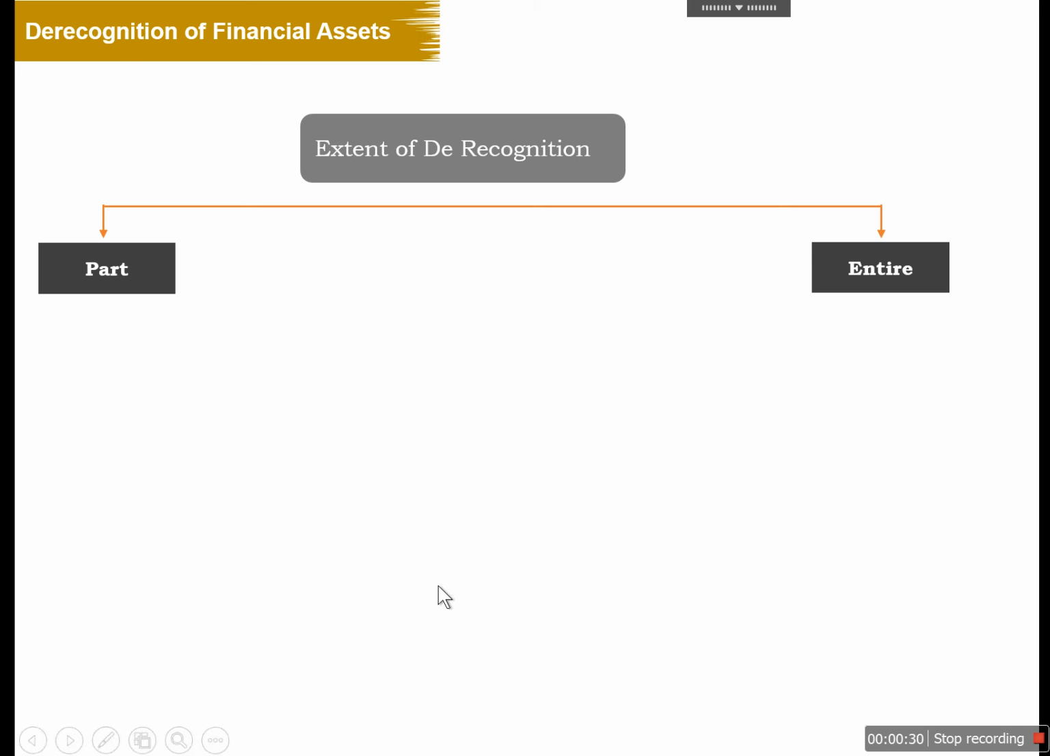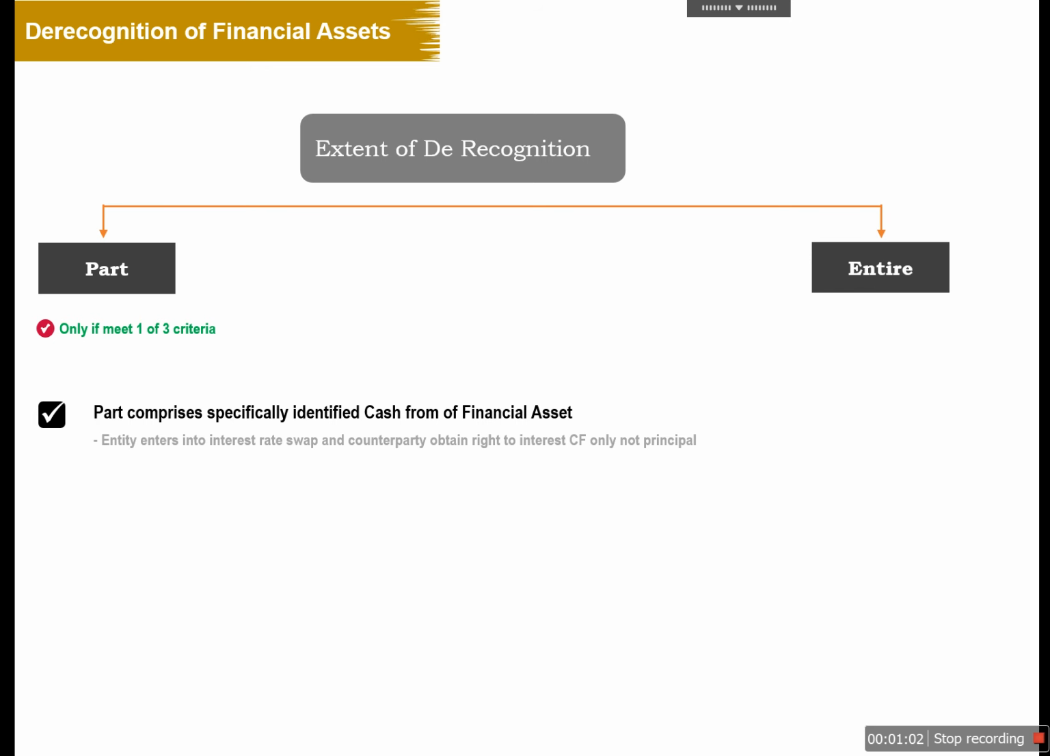To identify the partial application or full application of the derecognition principle, we need to check some conditions. So partial derecognition will be applied if the test meets any one of the below three criteria. For example, if the part comprises specifically identified cash flows from the financial assets or group of similar financial assets. For example, when an entity enters into an interest rate strip where the counterparty obtains the right to interest cash flow but not for the principal.